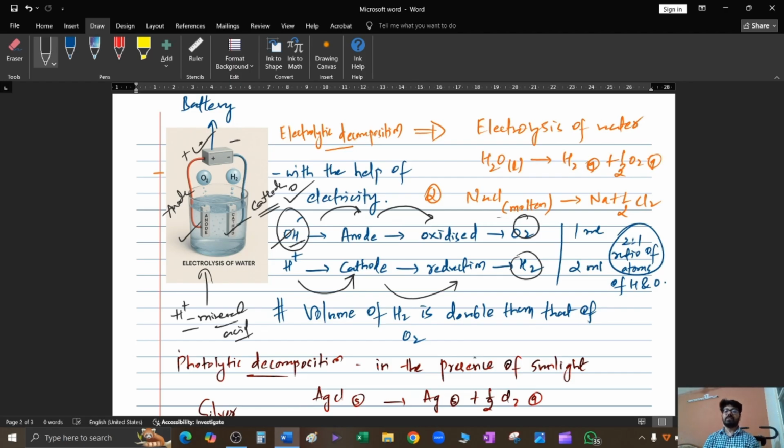Now there's a question which is very well known, all the times it is being asked. Why is the volume of gas produced at anode half of the volume of gas produced at cathode? So hydrogen अगर 4 ml है तो डाइऑक्सीजन कितना हो जाएगा, 2 ml हो जाएगा. What is the reason? The reason is the ratio of hydrogen and oxygen in water is 2 is to 1. 2 atoms of hydrogen, 1 atom of oxygen, and that is the reason.